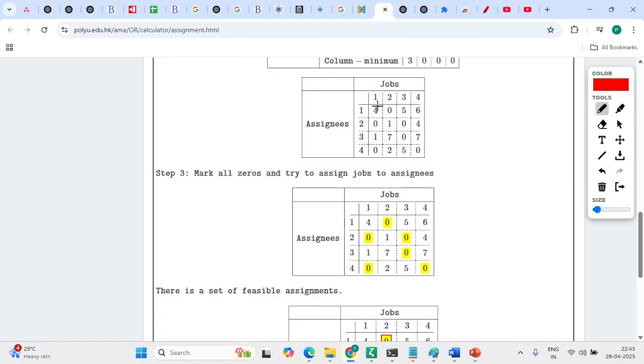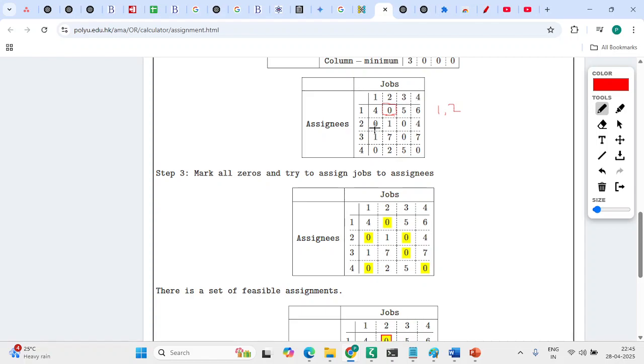So here in the first row, there is only one 0, so we will do the allocation. We will allocate person 1 to job number 2.